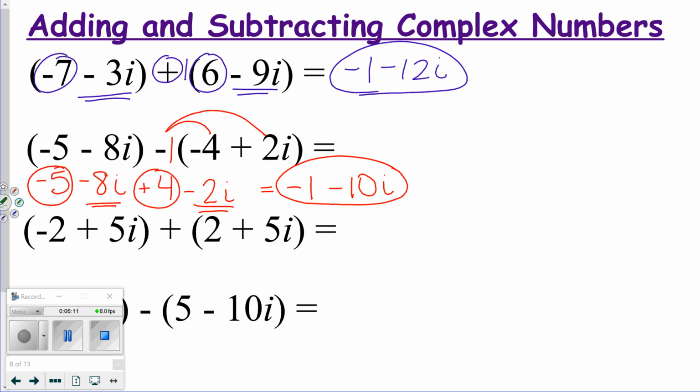Okay, next problem down. Again, I could think of that as a +1. If I distribute a +1, it doesn't change anything. So I have -2 plus 2 will cancel out. And then I have a +5i plus 5i gives me a +10i.